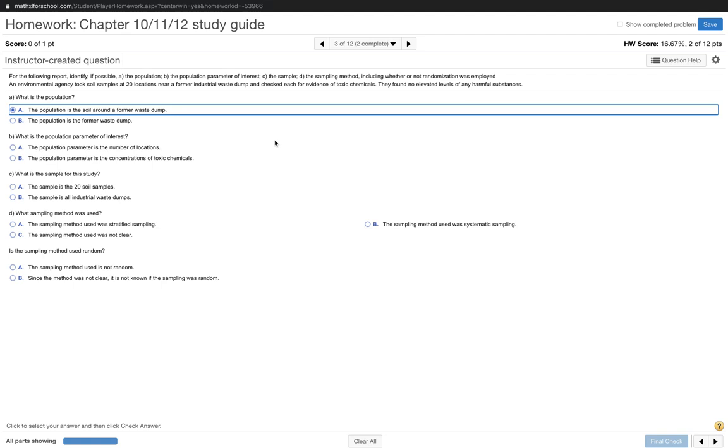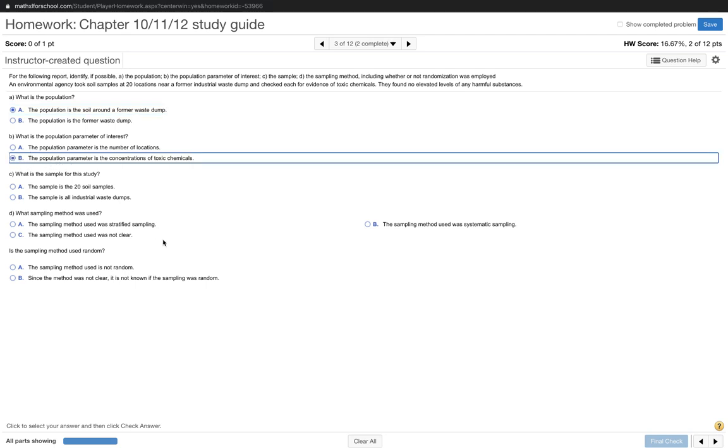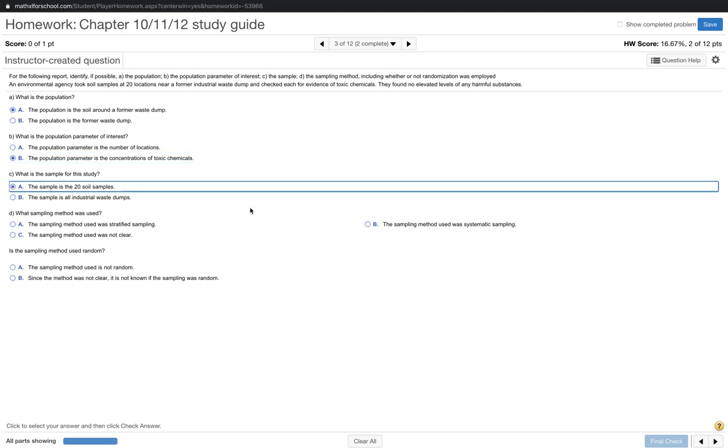What is the population parameter of interest? They checked each sample for evidence of toxic chemicals. So they took a sample and then they tested to see whether there was a toxic chemical or not. So what they were measuring is whether there was a toxic chemical or not. What is the sample for this study? They took soil samples at 20 locations, so it's the 20 soil samples.